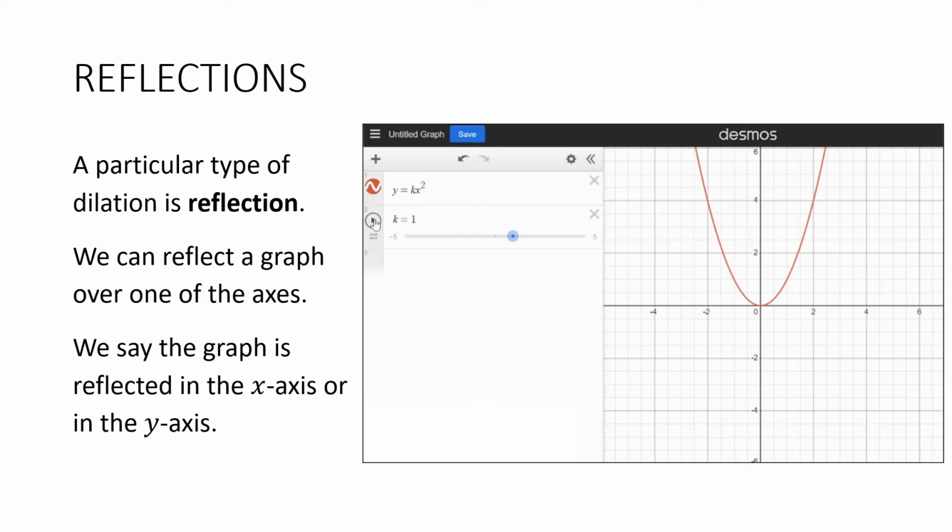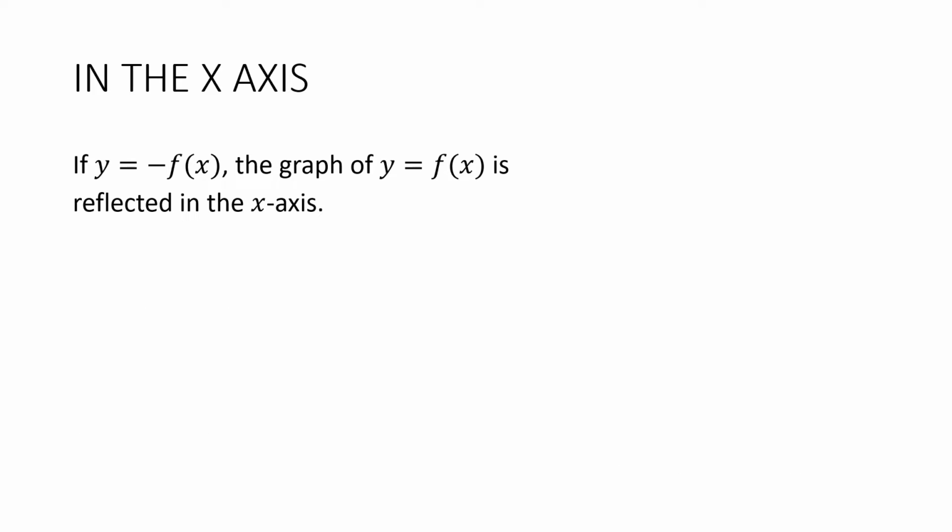But this is what we say. We say the graph is reflected in the x-axis or in the y-axis. And here's an example of a graph being reflected in the x-axis. You see when k becomes negative, it flips over the x-axis. So let's have a look at what happens to the equation of the function if we want to reflect in the x-axis. All we do is stick a negative in front of the f of x. And can you see how this is a type of vertical dilation? It's a vertical dilation of -1.